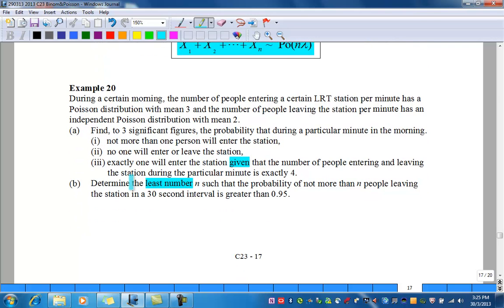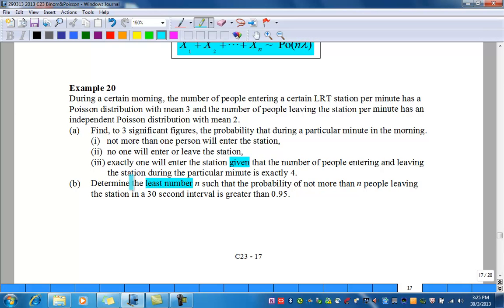Example 20. During a certain morning, the number of people entering a certain LRT station per minute has a Poisson distribution with mean 3, and the number of people leaving the station per minute has an independent Poisson distribution with mean 2.